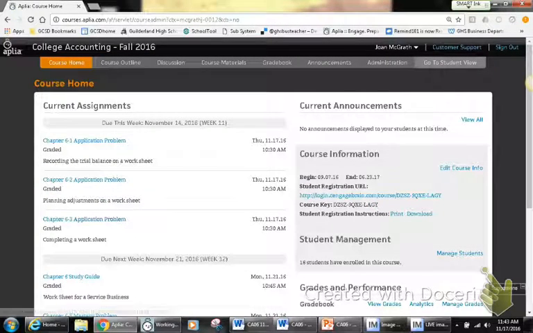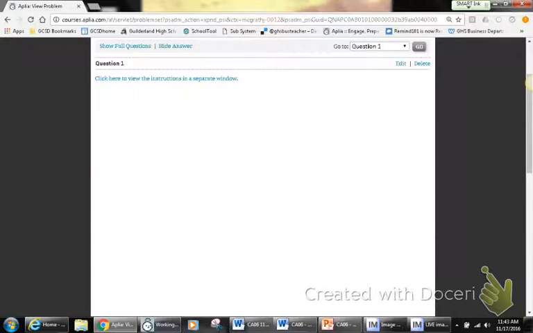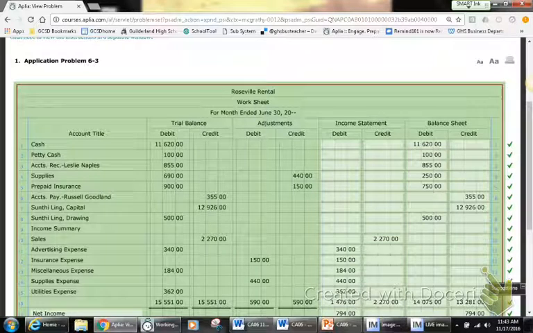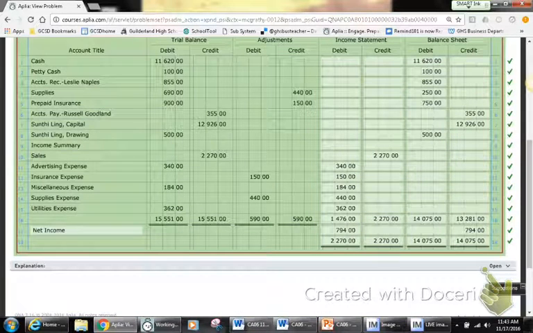Okay, go back over to 6-3. Now we're working on 6-3 and we see that we're going to bring over the balances from our trial balance to our balance sheet columns. And when we've got our supplies, we're going to take our debit balance in our trial balance of $690, subtract the credit of $440 to get our balance of $250. We're going to do the same thing with our prepaid insurance, $900 less the credit of $150. It's going to give us a balance of $750. And then we just bring the rest of the balances over because there are no adjustments for those.